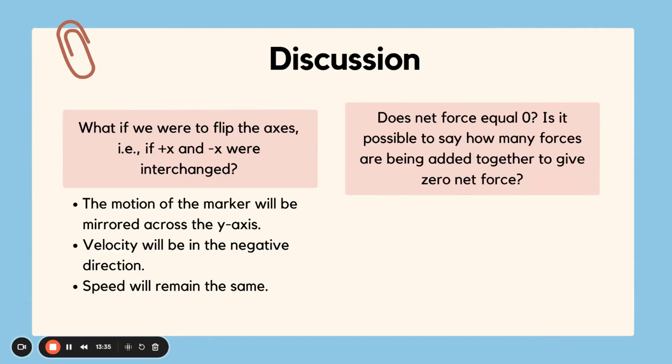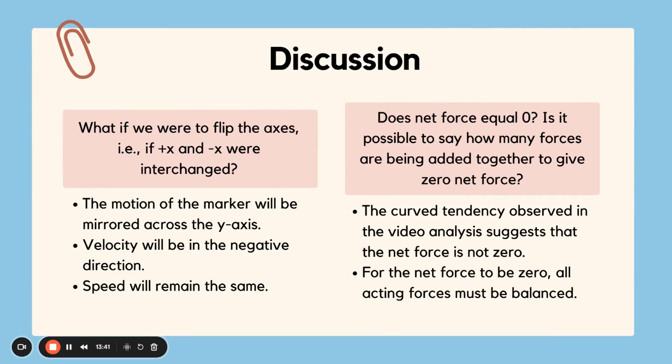Does the net force equal 0? Is it possible to say how many forces are being added together to give 0 net force? So the curvature tendency observed in the video analysis suggests that the net force is not 0 and the object is experiencing acceleration, thus not a constant velocity. For the net force to be 0, all acting forces must be balanced. However, it is impossible to say how many forces are being added together to give this 0 net force.